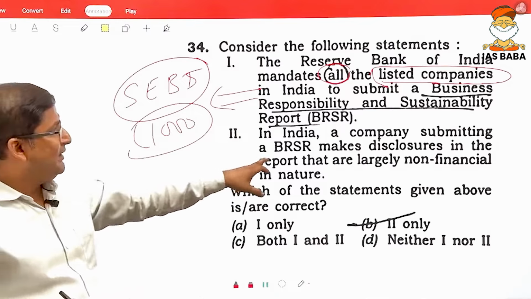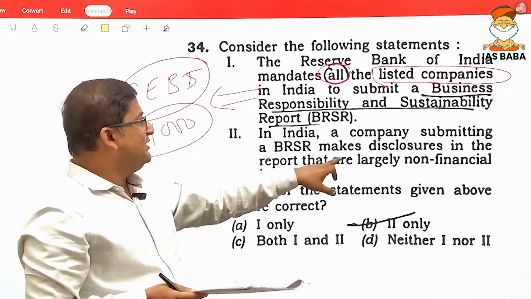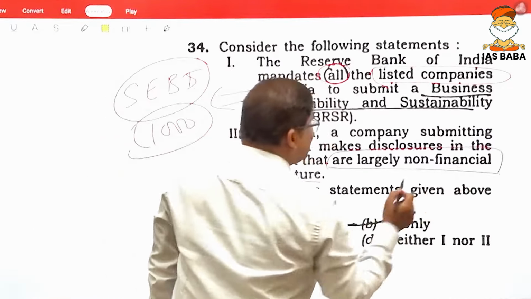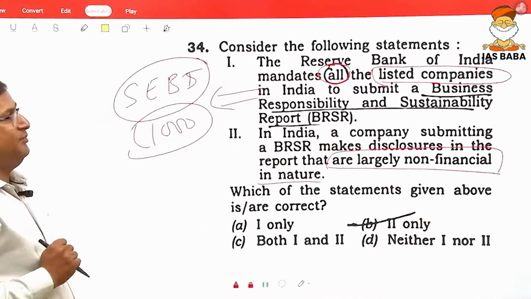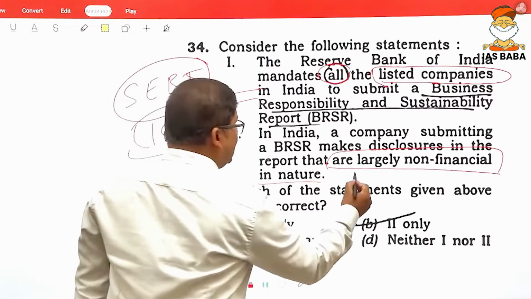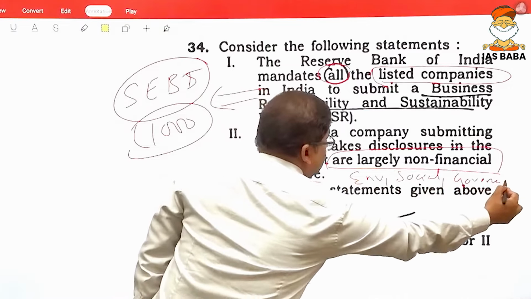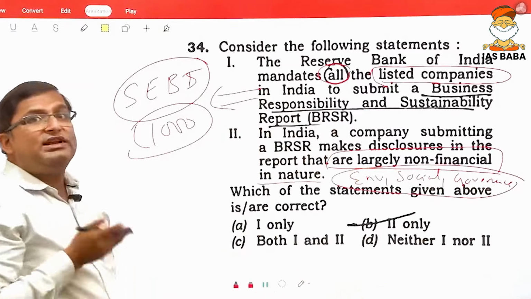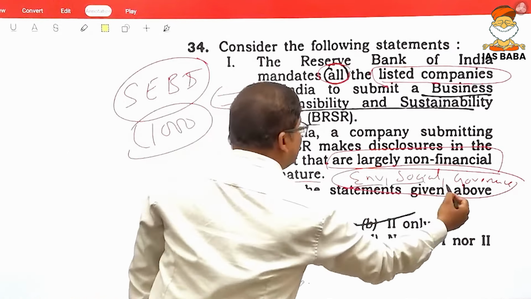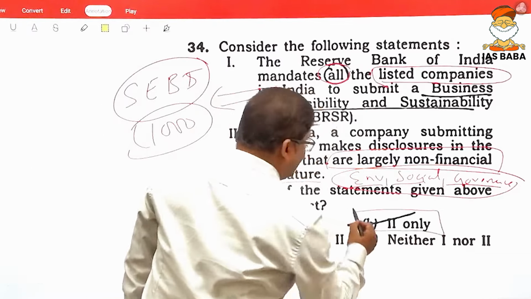Now come to the second. In India, companies submitting the business responsibility and sustainability report make disclosures in the report that are largely non-financial in nature. They are saying, what are the disclosures in this report? This disclosure is basically related to environmental, social and governance. Means these are non-financial in nature. They deal with the environmental concern, social concern and governance concern of the company. So 2 will be true. The answer would be B.